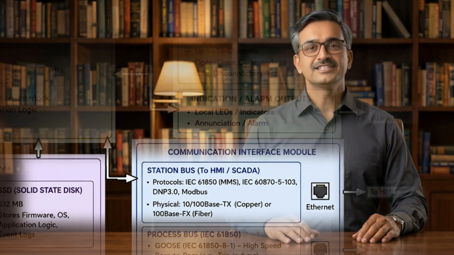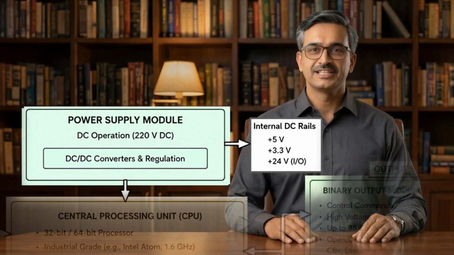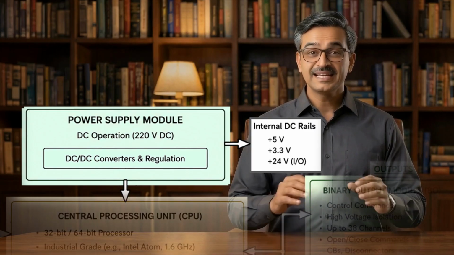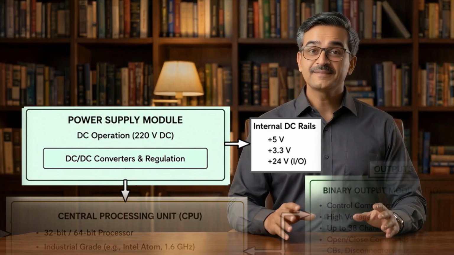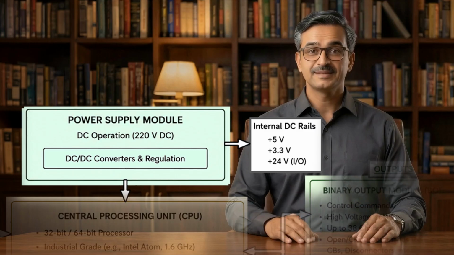Last but not least, the power supply module. The BCU operates on the substation's DC system, typically 220 volts DC. This ensures reliable operation even if the main AC supply fails.